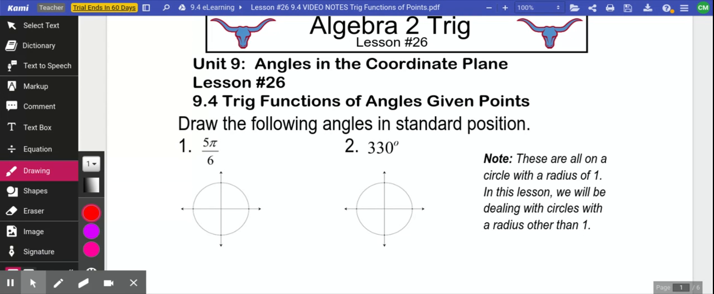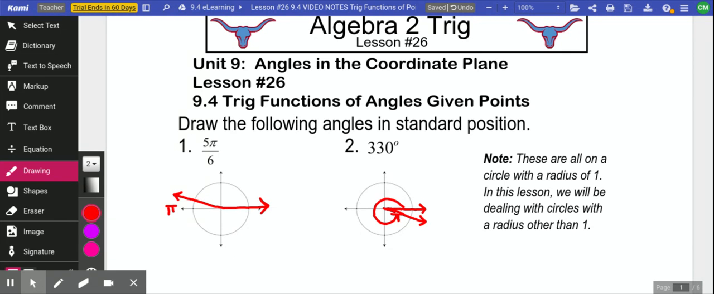So let's draw 5 pi over 6. All right, so if you remember, 5 pi over 6 would be 5/6. This is pi, this is 6/6, so we want to be a little shy of that. So this is 5 pi over 6. And 330 degrees, that's going to be almost all the way around. That's going to be 30 degrees shy of being all the way around. So that's going to look like this. Okay. So all of these we were doing with a circle of radius 1.